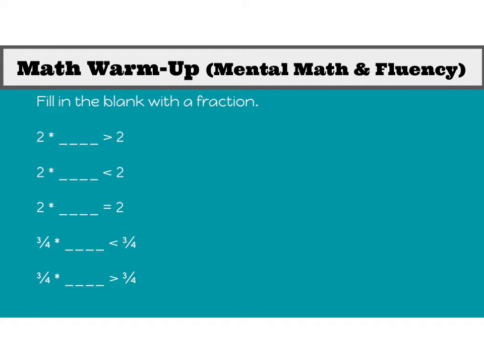So any fraction greater than 1 would work for that. So we could have had 4 halves, for example, because that equals 2, which is greater than 1. If we take a look at the second one, 2 times what is less than 2?